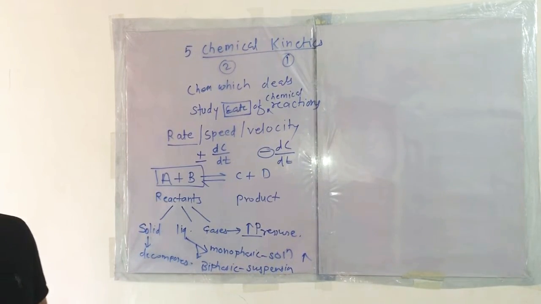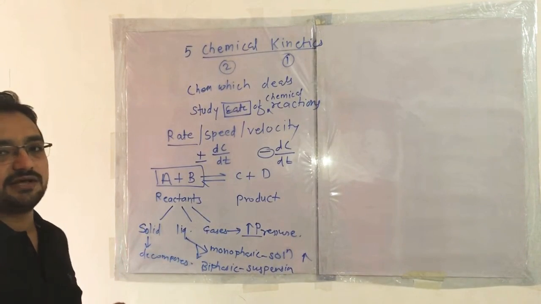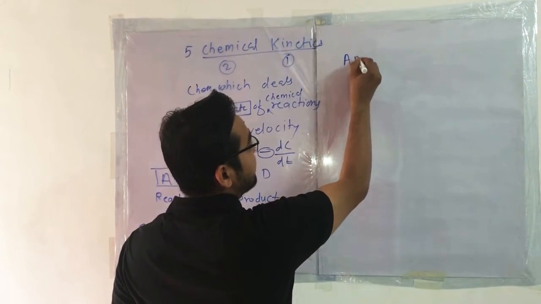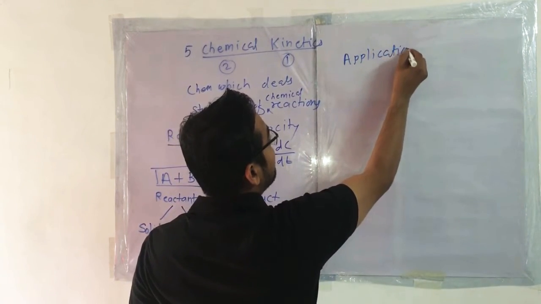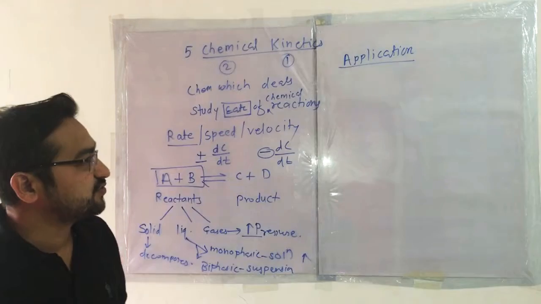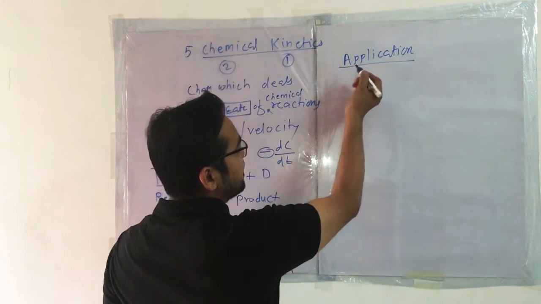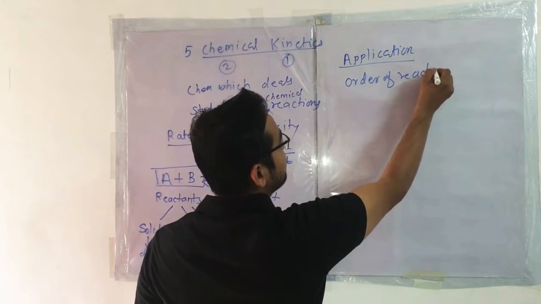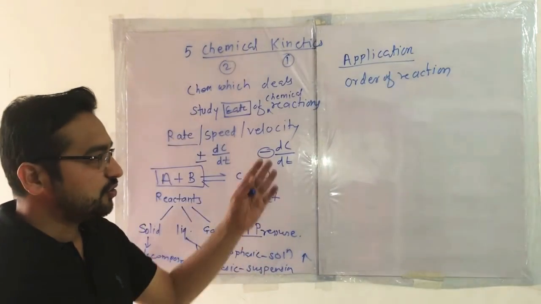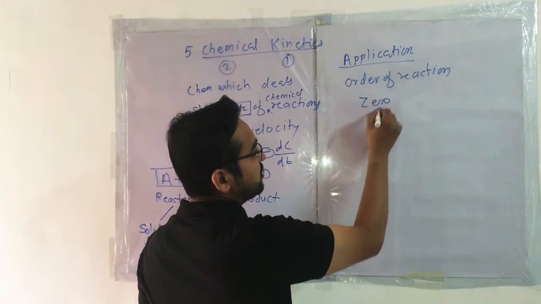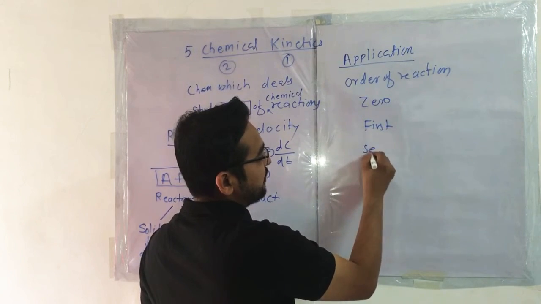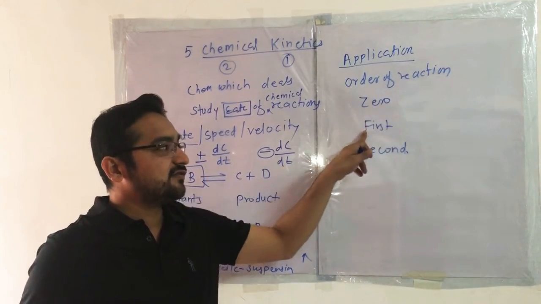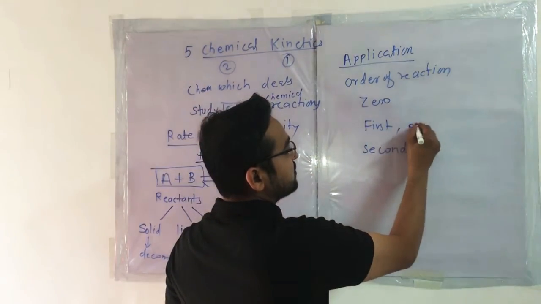Now, what are the points which are important from the pharmacy point of view, or in your syllabus? The PCI syllabus has mentioned some important points. In this syllabus, we are going to talk about the application of kinetics in pharmaceutics, in the pharmacy profession. Then we are going to talk about the order of reaction. This is one of the most important points in your syllabus. In order of reaction, you may have heard zero order, first order, second order.